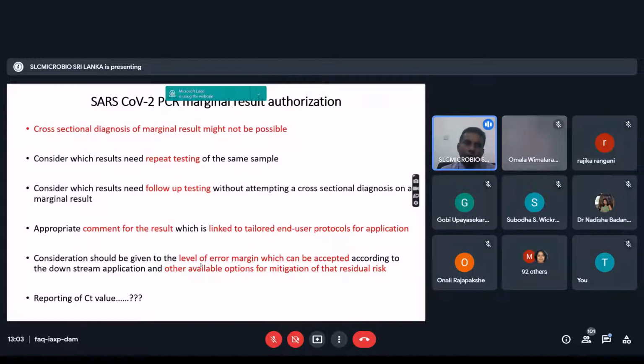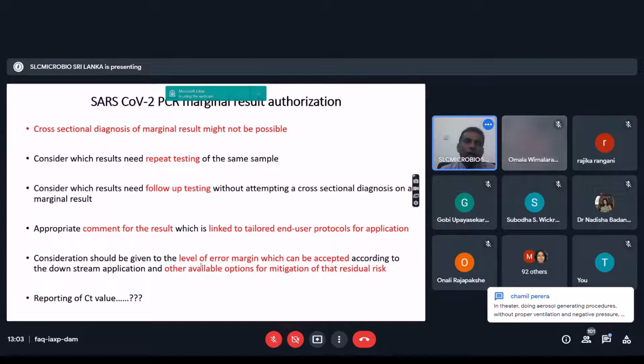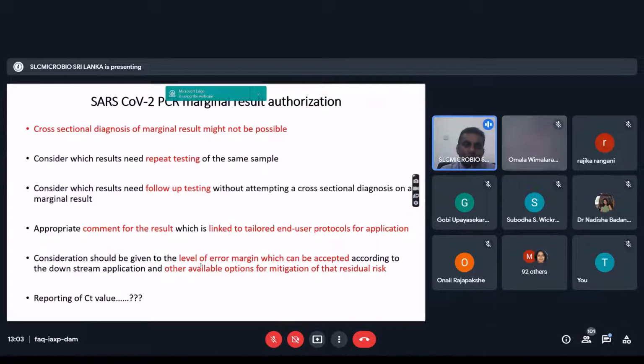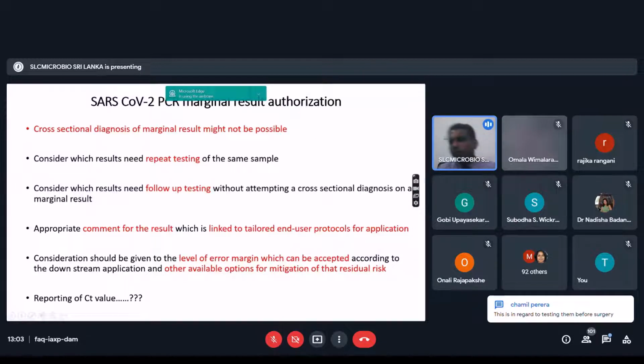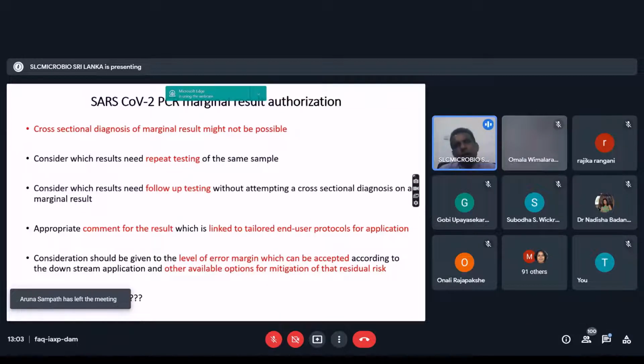If we do something without knowing the marginal risk, then we might cause trouble. We might give rise to an infection transmission risk. But if we can identify the margin of error, and we are aware of it, then we can see whether that margin of error would practically have any impact on the setting, according to the other available infection control measures. And reporting of CT values is a controversial point again. Some laboratories issue CT values, some laboratories do not issue CT values.